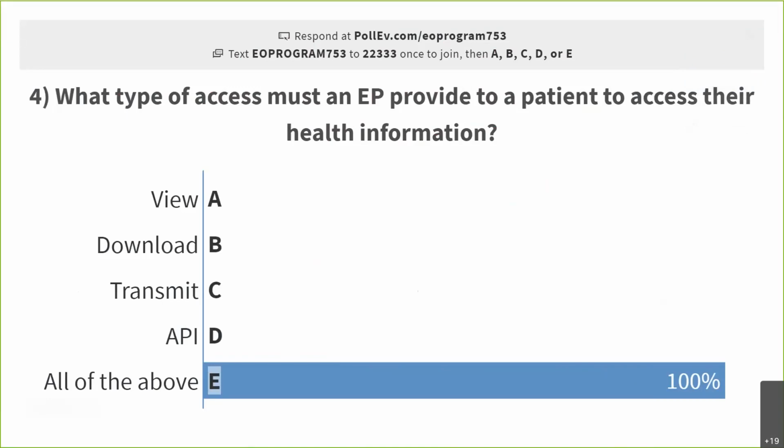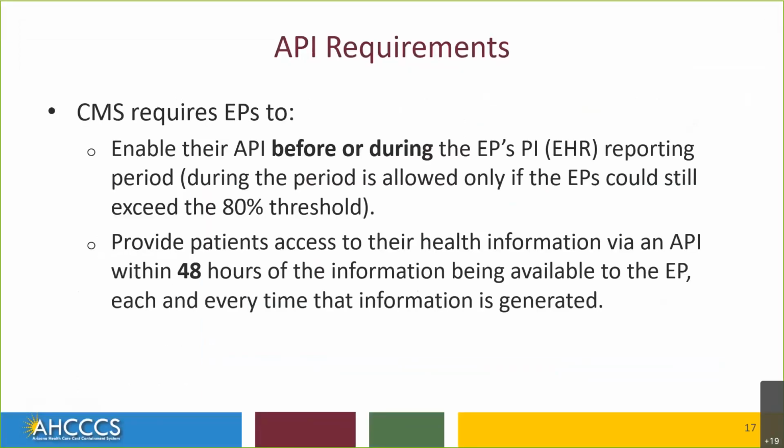Next slide. So CMS requires EPs to first enable their API before or during the EP promoting interoperability reporting period. During the period is allowed only if the EPs could still exceed the 80% threshold.